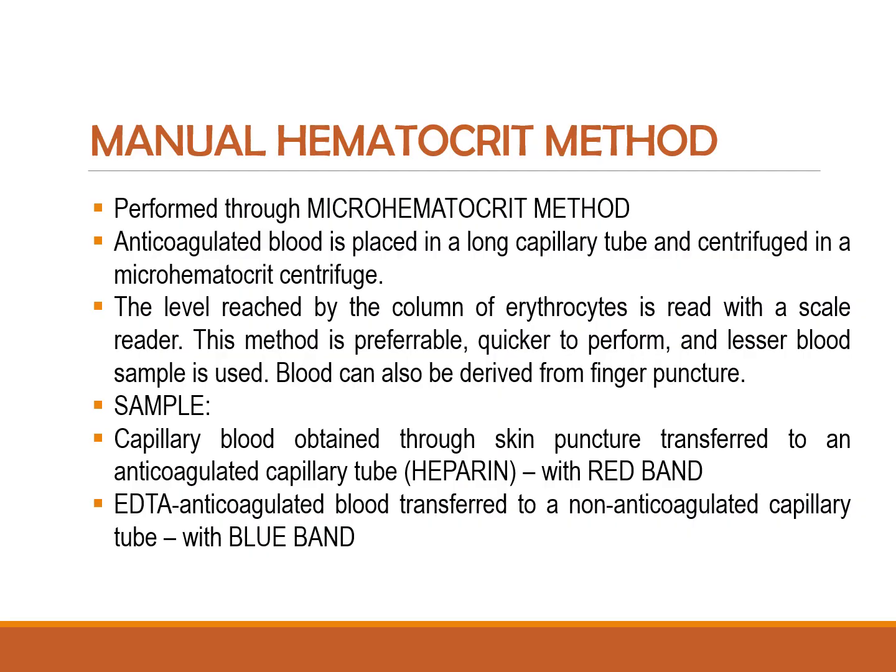Another method for the determination of the patient's hematocrit is through the manual hematocrit method, also known as the microhematocrit method. For this method, we make use of an anticoagulated blood sample that is collected using a long capillary tube and subjected to centrifugation using the microhematocrit centrifuge, after which the level reached by the column of red blood cells is read with a scale reader, which comes in the form of a rectangular or circular reader.